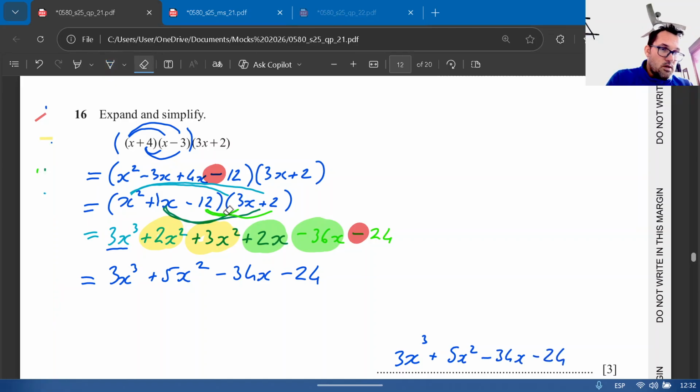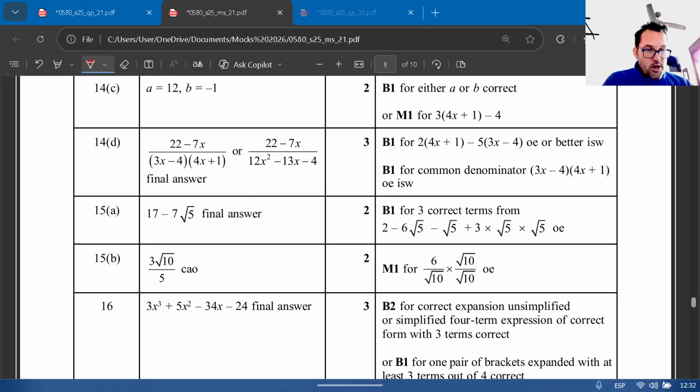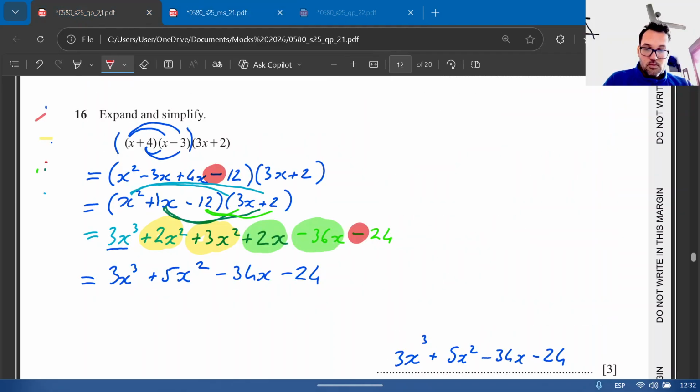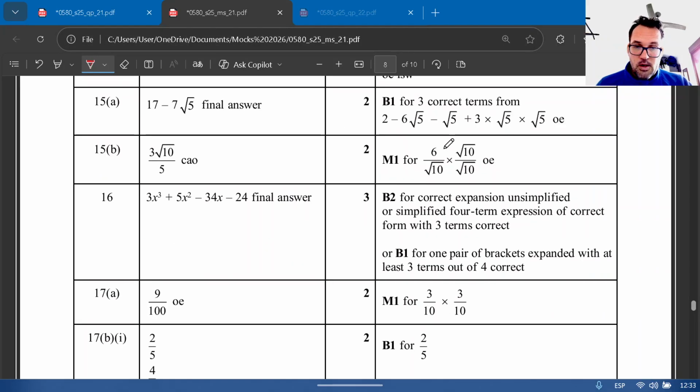Okay, let's check. 3x cubed plus 5x squared minus 34x minus 24. Bam. Yes, that's correct. But okay, look now where you can score some marks.